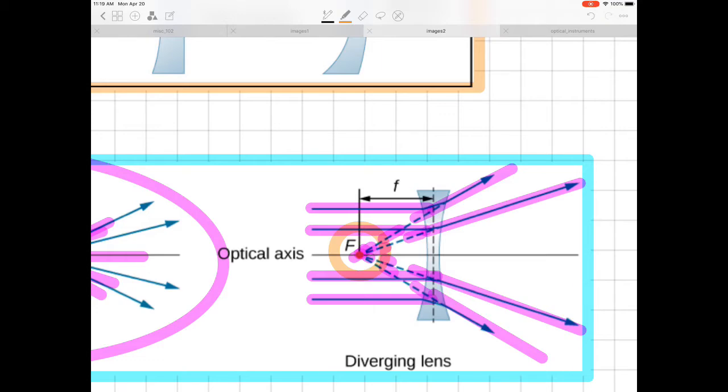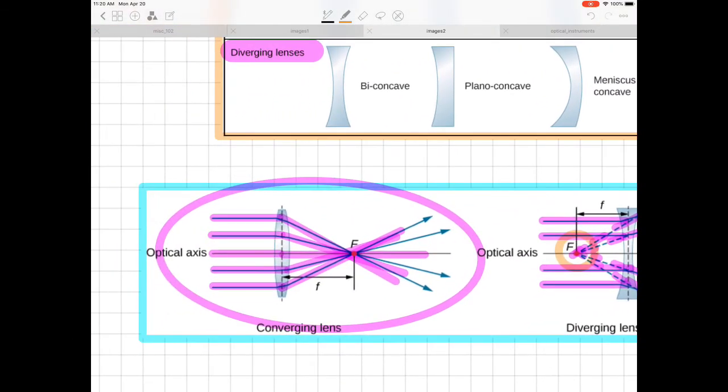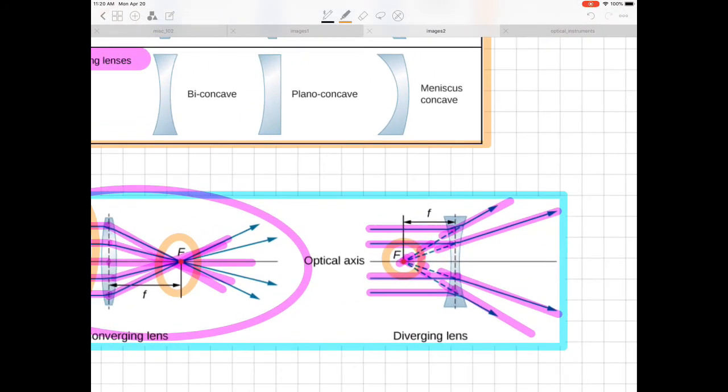So for a converging lens, rays parallel to the optical axis all bend towards the optical axis and converge, come into focus at the focal point. For our diverging lens, our parallel rays pass through the lens and diverge away from the optical axis. And how much do they diverge away from the optical axis? Well, when you trace those rays back, they have to pass through the focal point of the diverging lens.